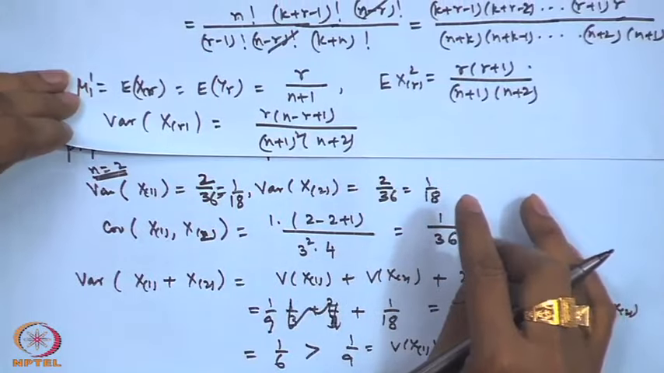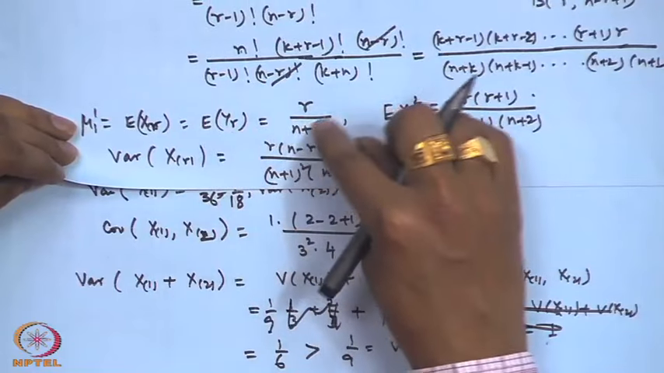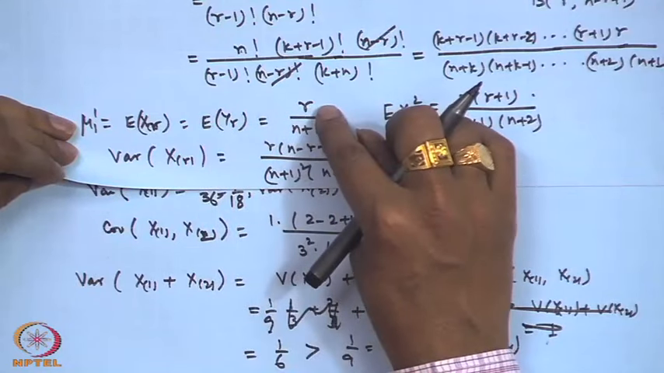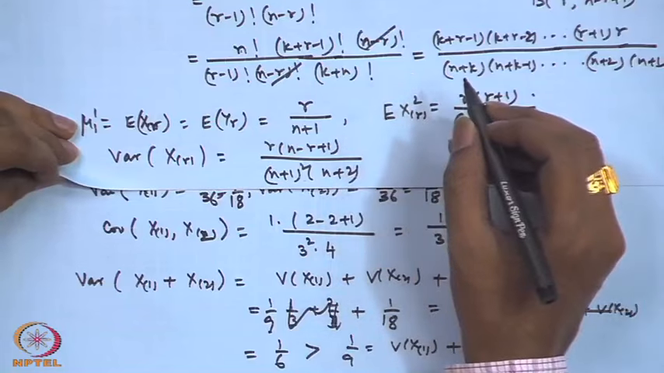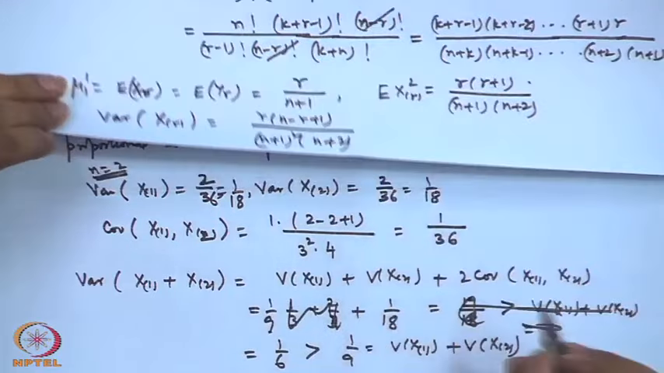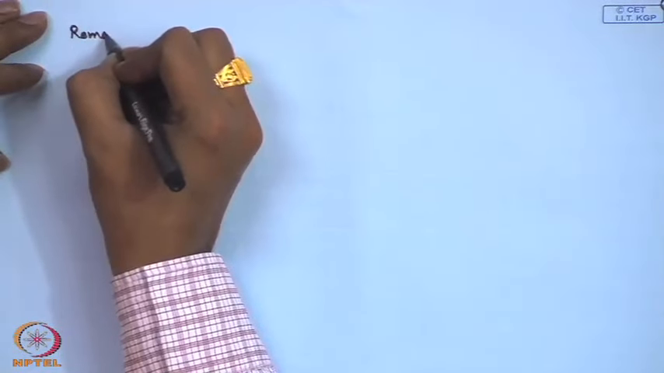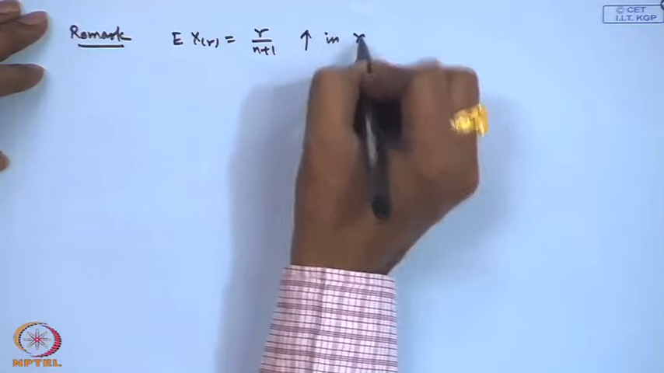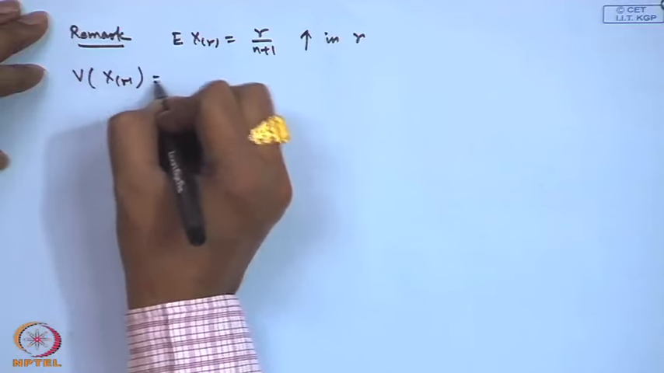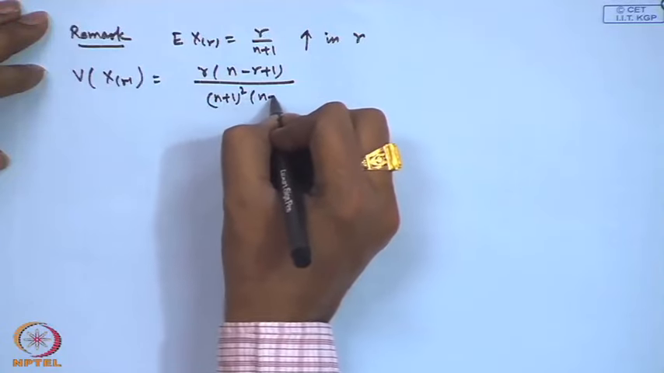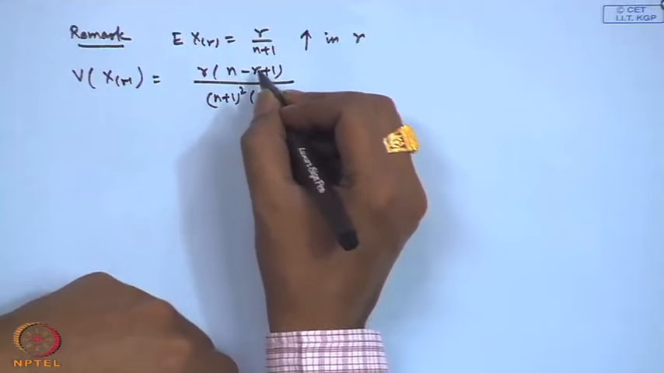You also look at this, the expectation of Y_r is directly dependent upon the positioning among the order statistics. So, if I increase r, this is increasing. So, this is another interesting fact here, that this term is a strictly increasing function of r here. So, let me just mention these remarks here. Expectation of X_r, that is equal to r by n plus 1, is increasing in r, but if I consider the variance here, that is not showing the same thing, because it is r into n minus r plus 1 divided by n plus 1 square into n plus 2. So, this term does not show the similar behavior.